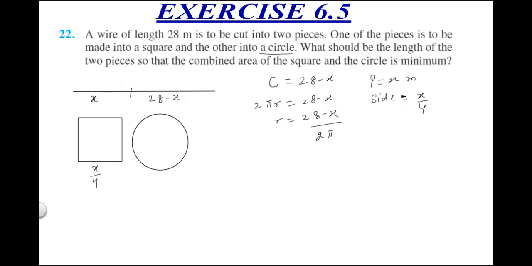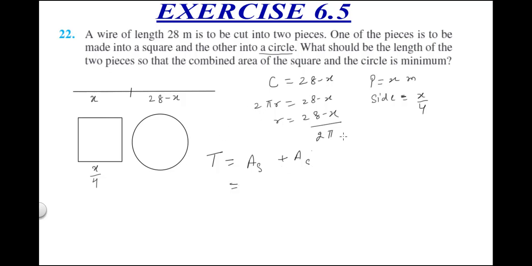Now it is said what should be the length of two pieces. That means we have to find out x, so that we can find out 28 minus x also. So let us represent the combined area with t, which is the total area. Combined area of the square, that means area of square plus area of circle is minimum. So we have to minimize t. That means we have to show the second order derivative of t as greater than 0.